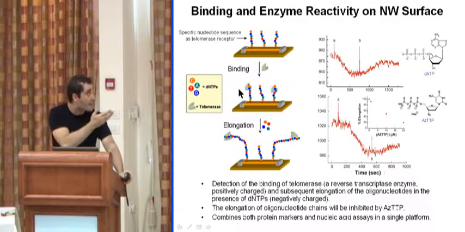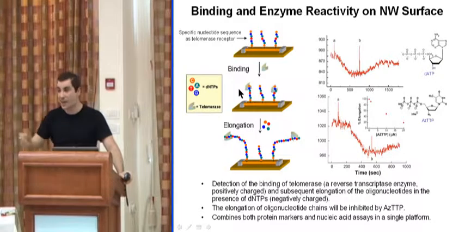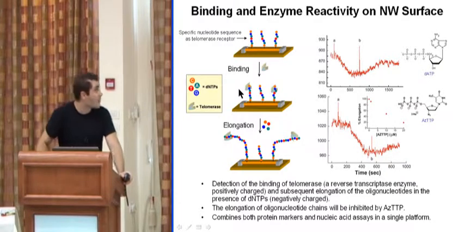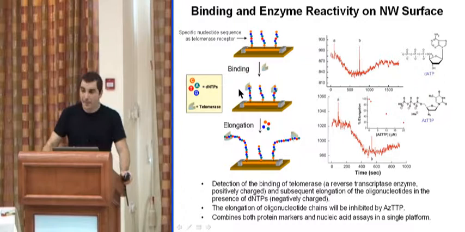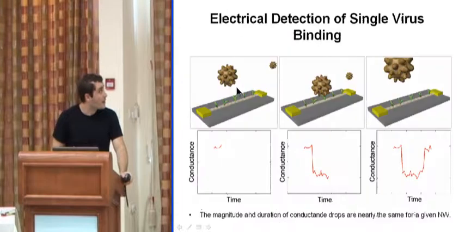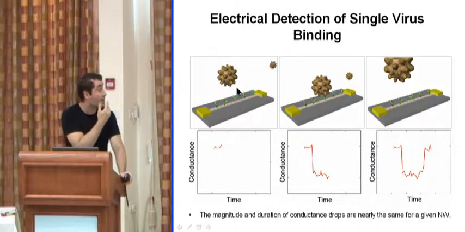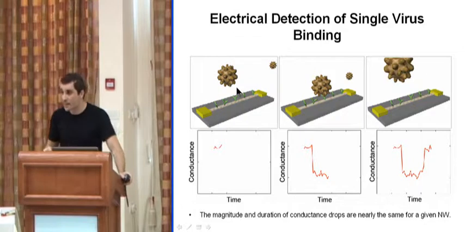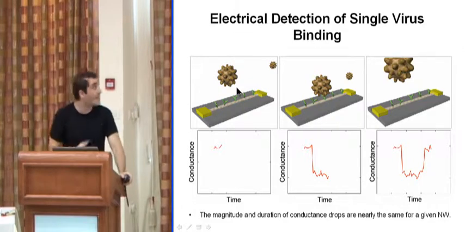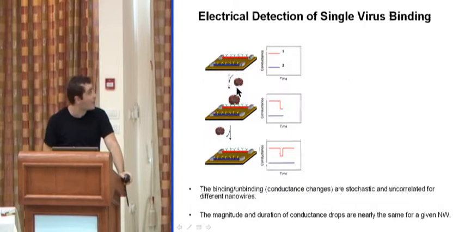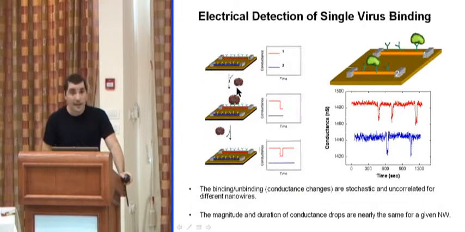Other systems are, for example, following DNA extension reactions. We can follow on silicon nanowires the polymerization reactions of many proteins. And we can sense also in this system single viruses. The devices are so sensitive that the binding of a single influenza virus, as we will see now, in this case, will cause a deflection or a change in the conductance of the devices.